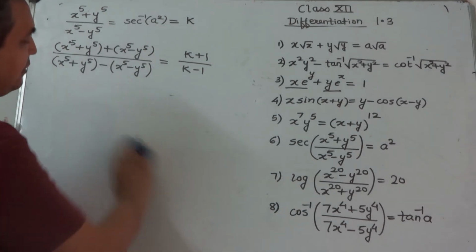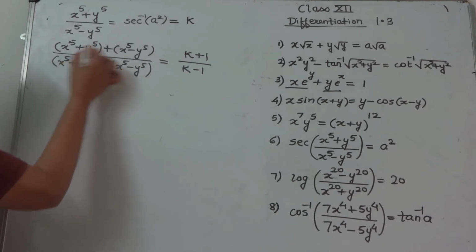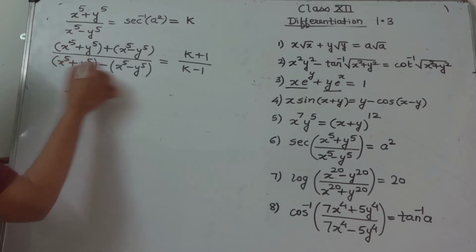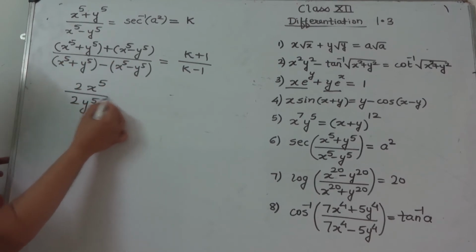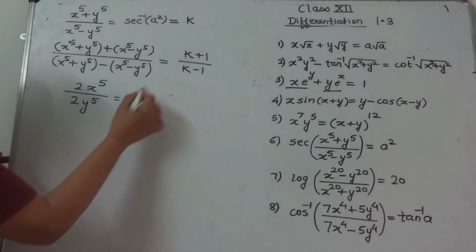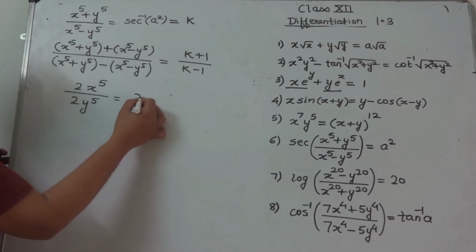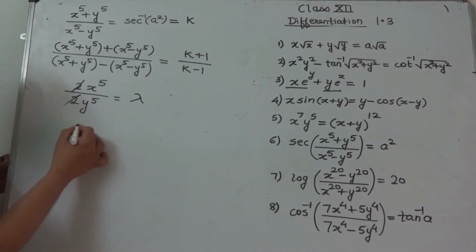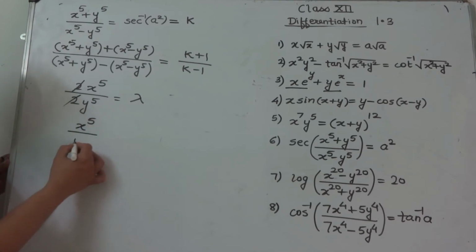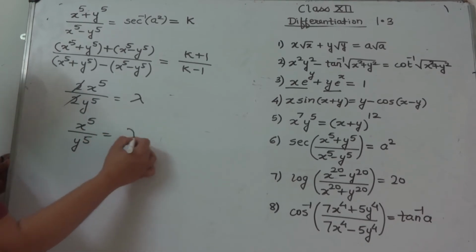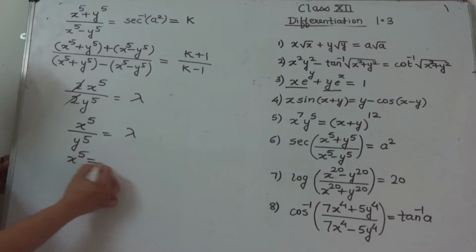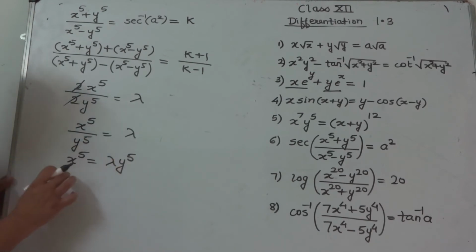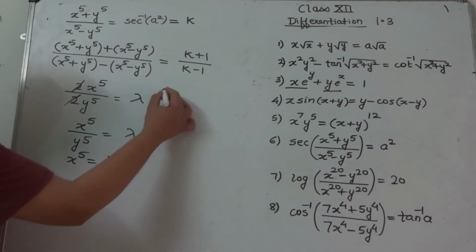And so students, on solving left hand side, we get y raised to 5 gets cancelled, 2 times x raised to 5 upon, here x raised to 5 gets cancelled, 2 times y raised to 5 equal to k plus 1 upon k minus 1 is again some constant. Let us denote that constant by lambda. This 2 gets cancelled and we get x raised to 5 upon y raised to 5 equal to lambda, that is x raised to 5 equal to lambda into y raised to 5. Now this is simple problem for derivation. Let us differentiate this with respect to x. Check what do we get.